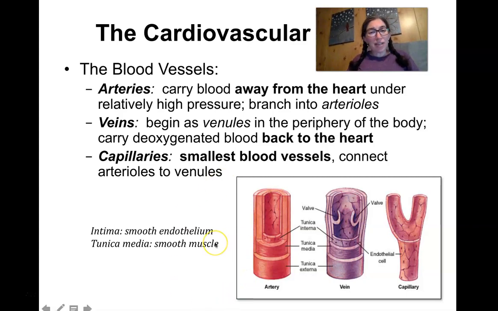So they also look slightly different in terms of their physical structures. Arteries are very thick-walled, and they have a pretty thick muscular layer of smooth muscle. And so your arteries can constrict and dilate based on chemical messengers that cause constriction or dilation of that smooth muscle. And so that can, to some extent, control your blood pressure.